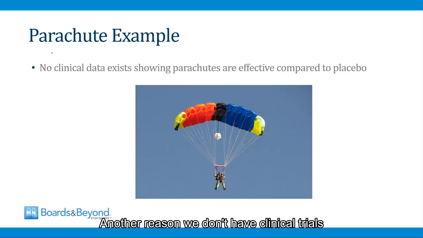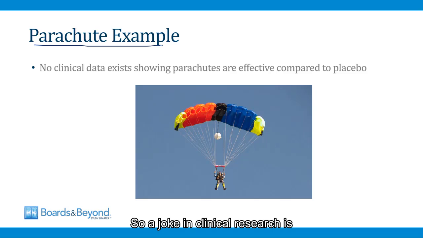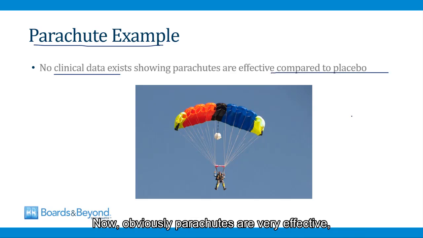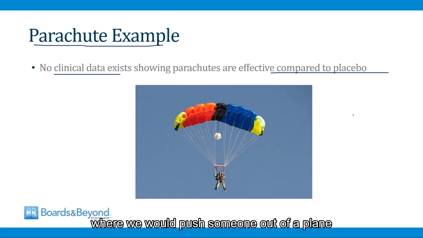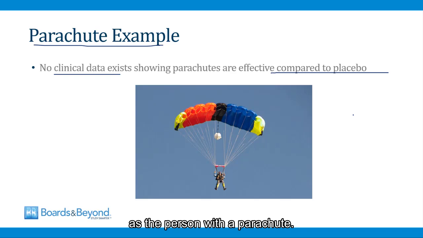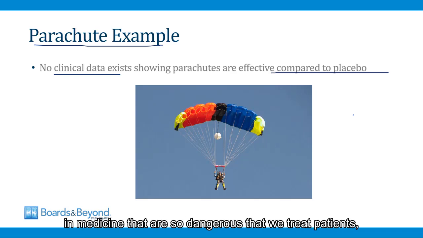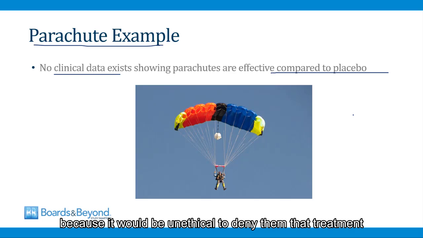Another reason we don't have clinical trials for everything we do in medicine has to do with what's known as the parachute example. A joke in clinical research is that there is no clinical data showing that parachutes are effective compared to placebo. Now obviously parachutes are very effective, and we would never do a clinical trial where we would push someone out of a plane without a parachute to see if they did as well as the person with a parachute. But the point is that there are certain circumstances in medicine that are so dangerous that we treat patients even though we don't have clinical data, because it would be unethical to deny them that treatment as part of a study.